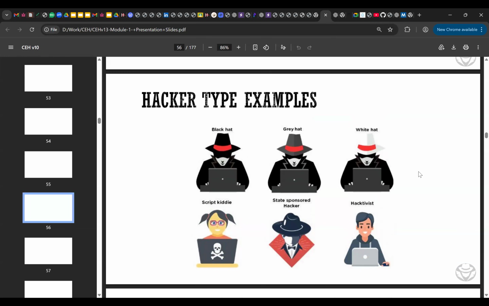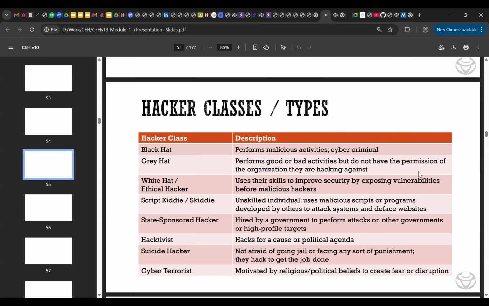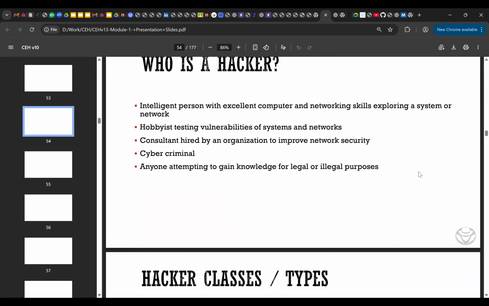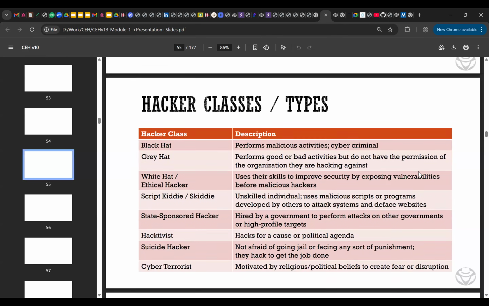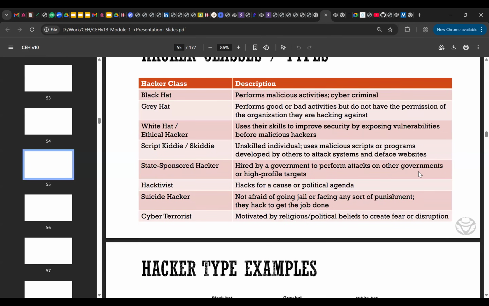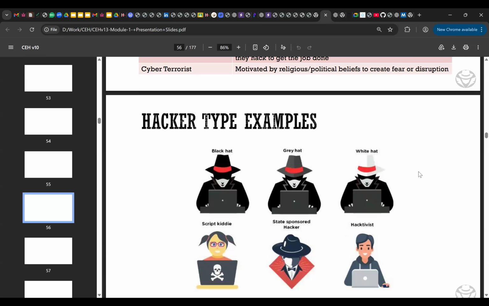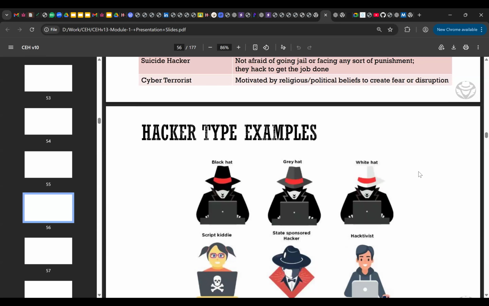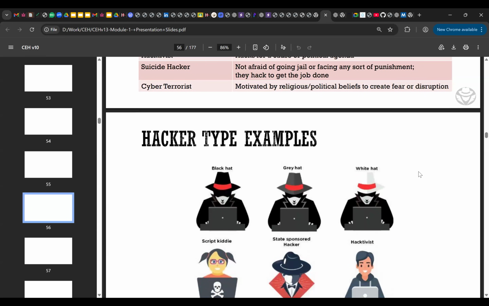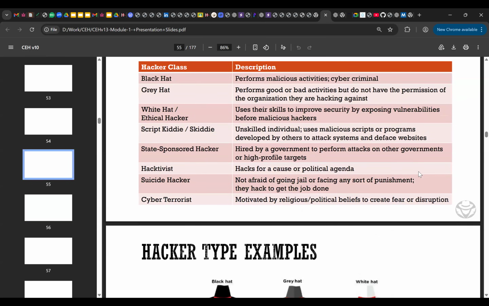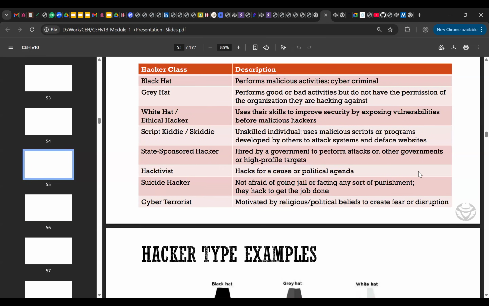Any questions on this part, hacker types and hacker classes? Sir, when you talk about that, there is a red hat. Those things were not there here, sir. Here black hat is there, gray hat... so there is no red hat hacker, right?